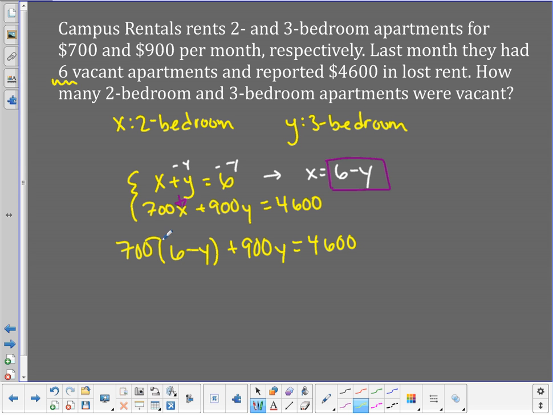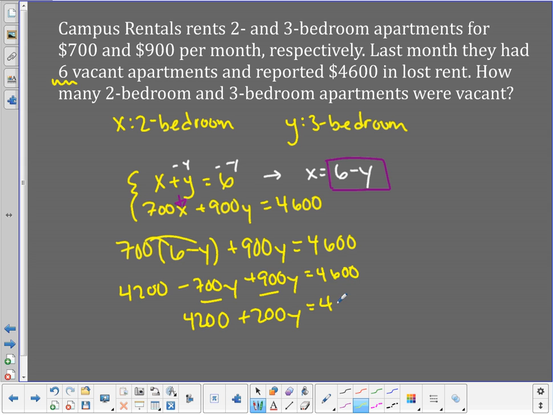And then let's solve for y. So I distribute the 700. That's 4,200 minus 700y plus 900y is equal to 4,600. So I can put my y terms together. That's 4,200 plus 200y is equal to 4,600. Subtract 4,200, and I end up with 200y is equal to $400, or 400 divided by 200, and y is equal to 2.